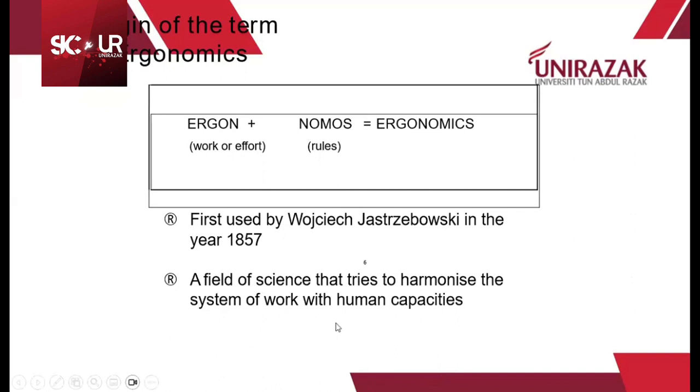So secara umumnya, ergonomics datang daripada dua perkataan Greek, ergon iaitu work or effort, nomos adalah rules. So maka wujudlah ergonomics. So perkataan ergonomics mula digunakan oleh Wojciech Jastrzębowski pada tahun 1857, a field of science that tries to harmonize the system of work with the human capacities.